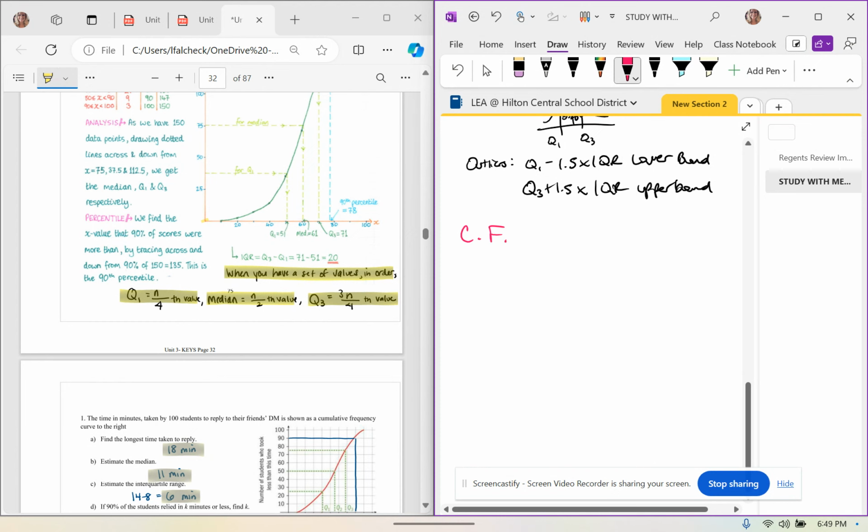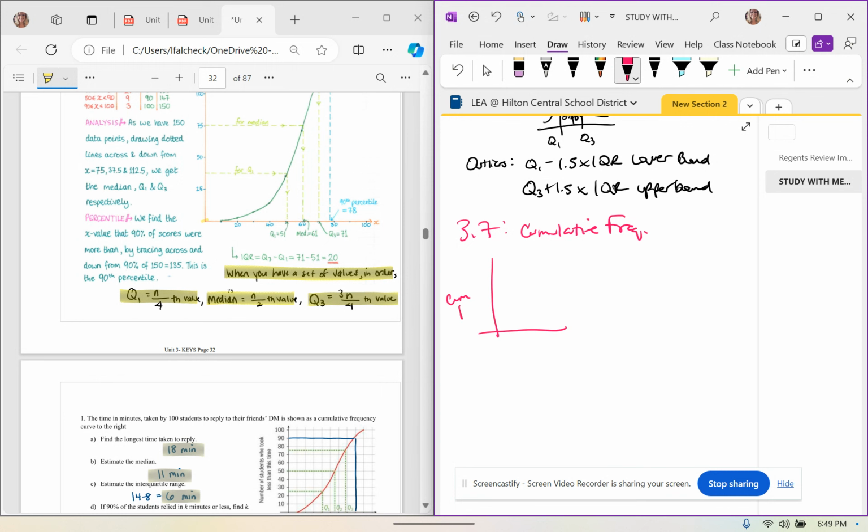So cumulative frequency, what was this, 3.7? Yeah, so remember, study like you're making a test. This was another big category, 3.7. This is cumulative frequency, and then you have the upper bound of each class, and it's going to have this kind of characteristic S shape.